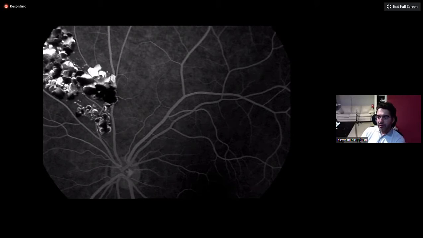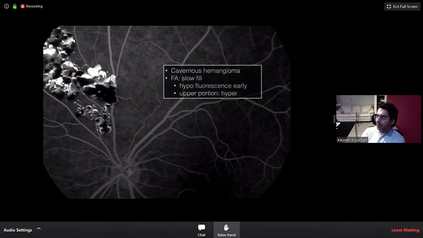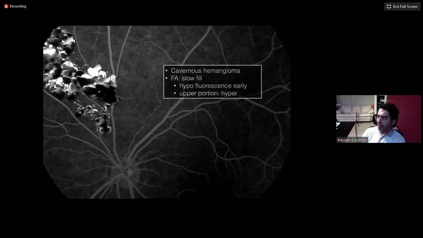Any questions, guys, so far? So far, so good? Okay. Again, slow filling on IVFA, hypo early, and the upper portion becomes hyper as the lesion fills up. And the blood is obviously very stagnant there.